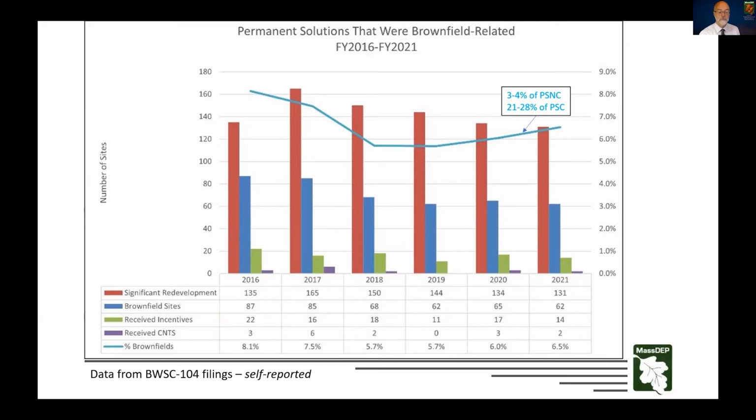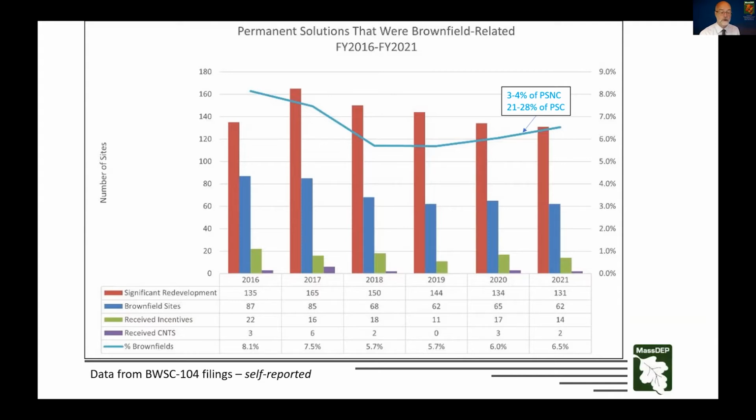Whether it had received brownfields incentives. I would just assume that would include EPA grants, Mass Development grants or loans, and brownfields tax credits as well. And then the covenants not to sue. So we're running about 3 to 4% of permanent solutions with no conditions are considered brownfields, and that's probably, like I mentioned before, because a lot of the 2-hour notifications are not going to be brownfields. Nobody's going to call them a brownfields, and that's a large number of our percentage of our permanent solutions with no conditions. But about a quarter roughly of the permanent solutions with conditions are considered by the regulated community as a self-reported brownfield.